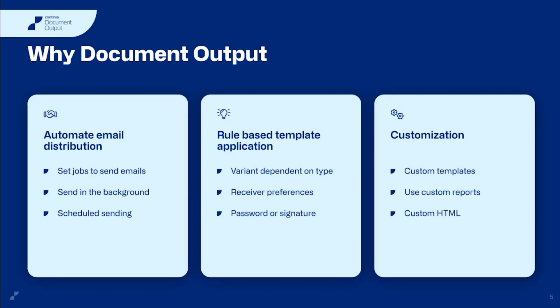So Document Output, for those of you that don't know it yet, is an email tool that will help you automate email sending, and it will also manage and handle variants of different emails and email contents. And also it allows you to highly customize your email content.